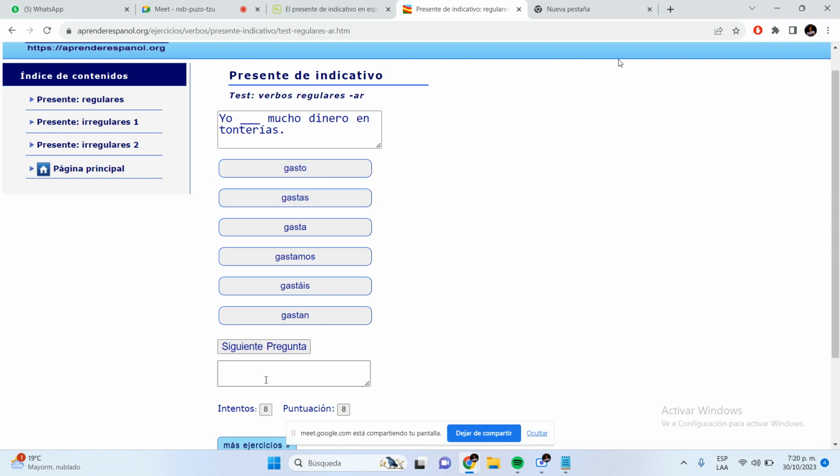Here the verb is gastar. That means to spend. And the phrase is "yo gasto mucho dinero en tonterías." That means I spend a lot of money on silly things. Yo gasto.